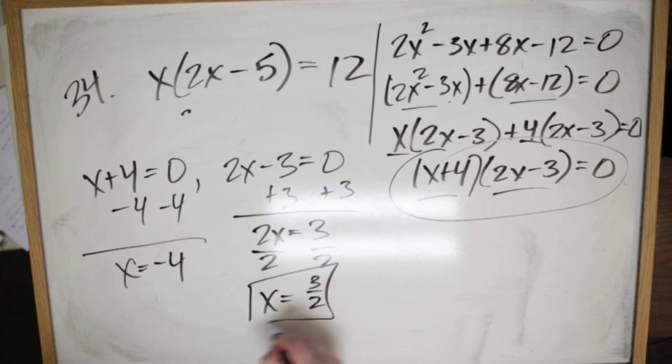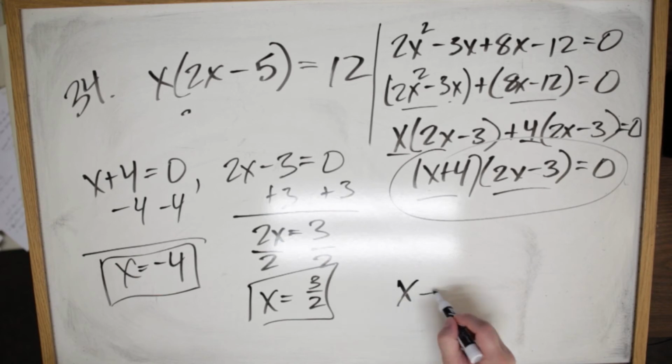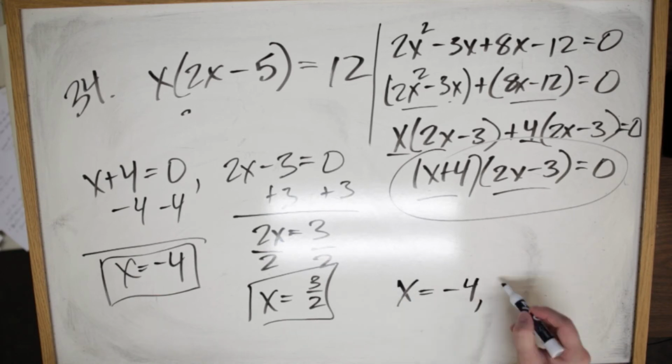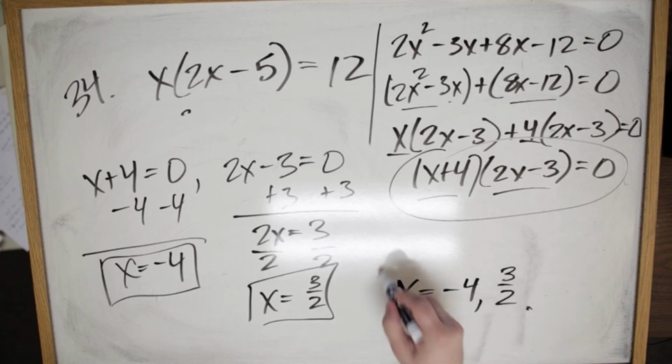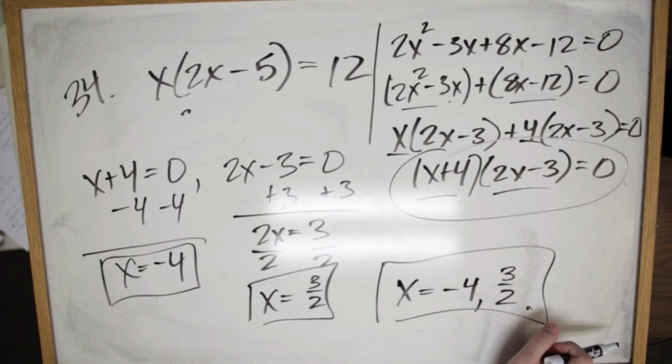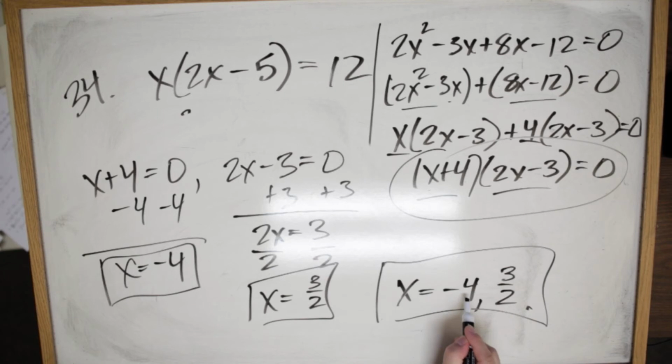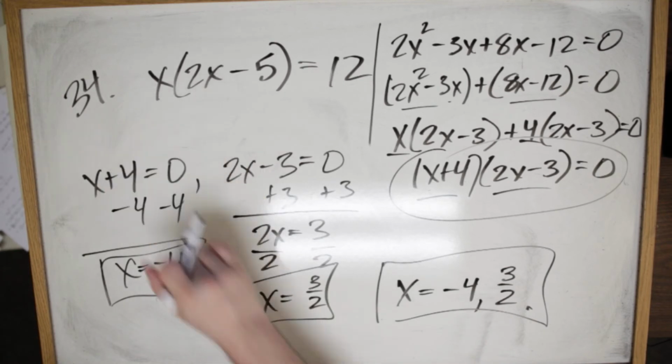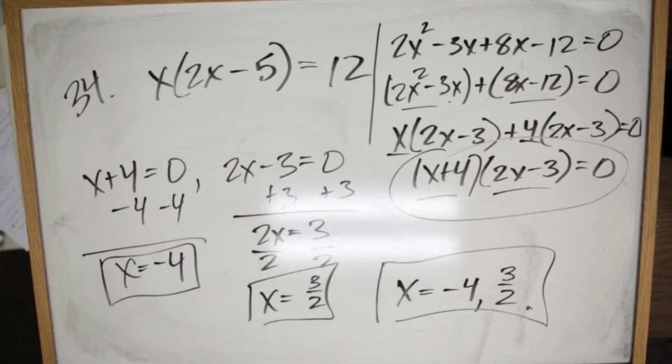So here is one of my solutions. Here's my other solution. So if I wanted to rewrite it as a comma-separated list, I'll go minus 4 comma 3 halves. Okay. And now if you want, you can test it. You can take these values and then just toss them back into my very original equation, and you should get that. So let's just try it.